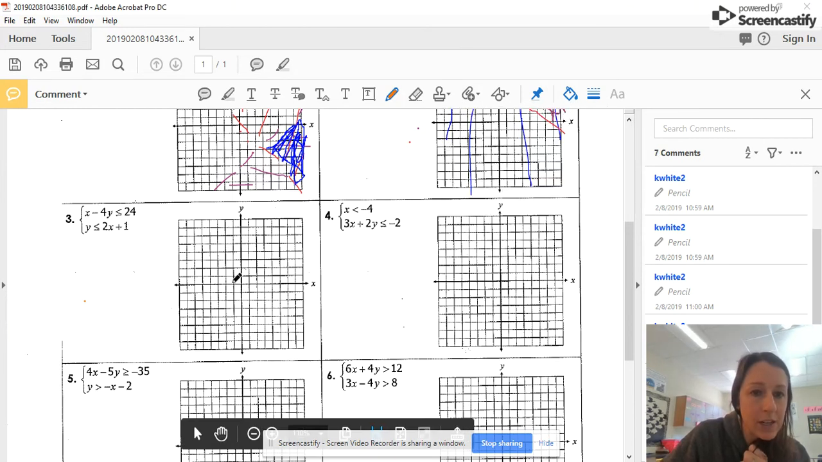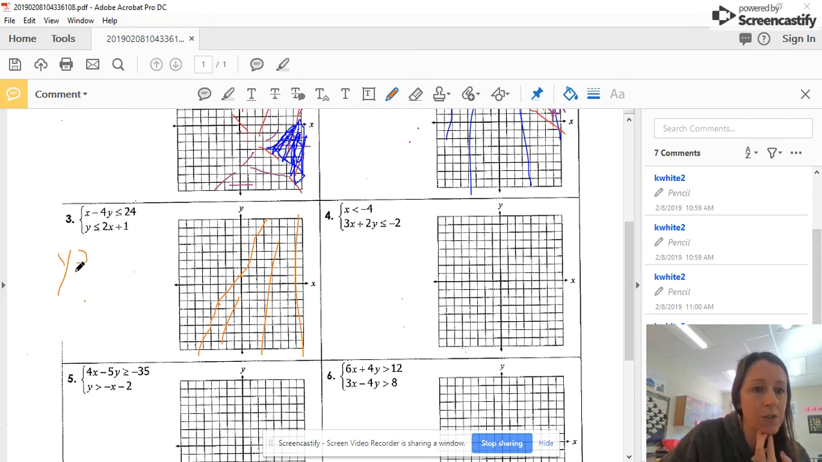I'm going to start with the second one because it's already set to go. Up 1 and then up 2 over 1 with a solid line. Oh, that's a terrible line. And it's less than, so it's going to be below. So shade, shade, shade. This one's going to rearrange into y is greater than or equal to, because we will have divided by that -4, 1/4 x. This is so hard to write. 1/4 x minus 6.